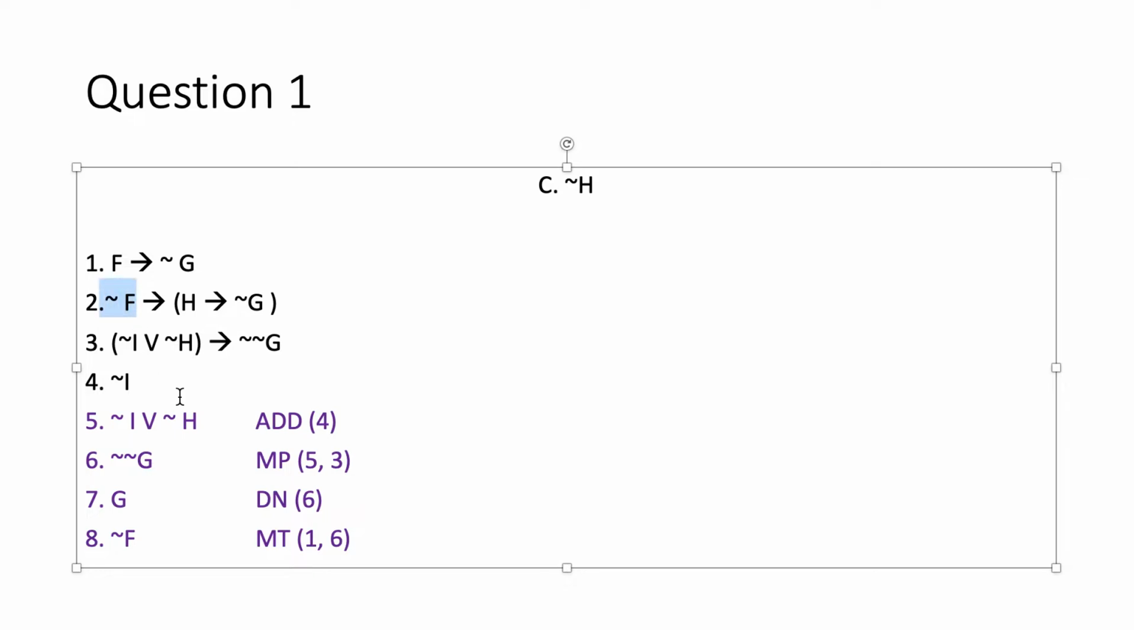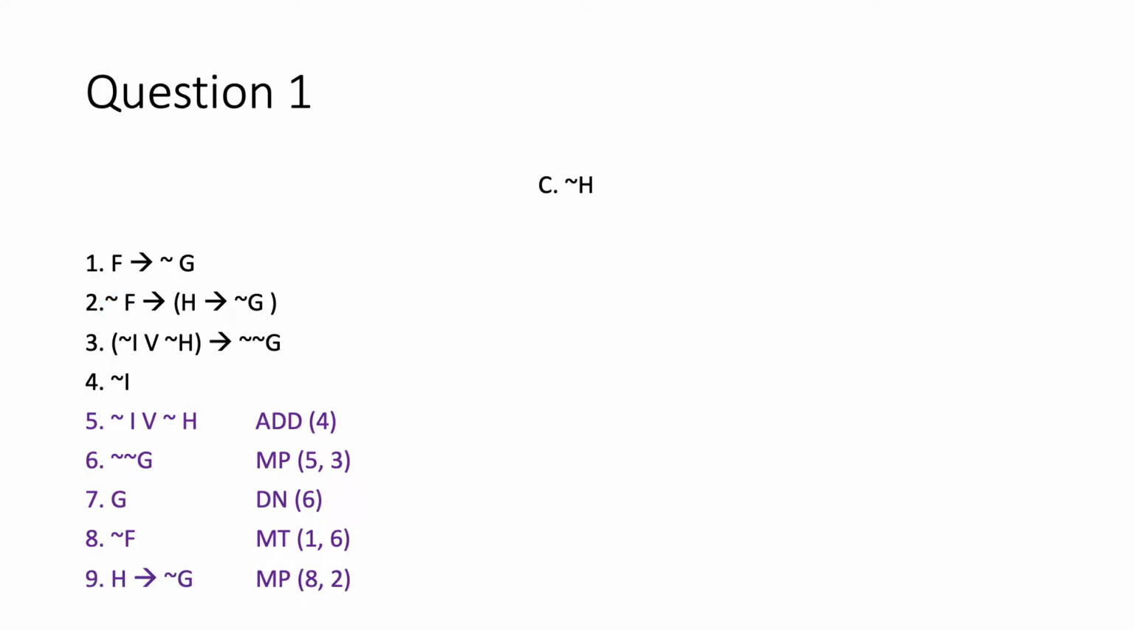Look what I have on line 2. I have not F as an antecedent. So I'm going to do modus ponens to get the conditional that is the consequent of line 2. If H, then not G.